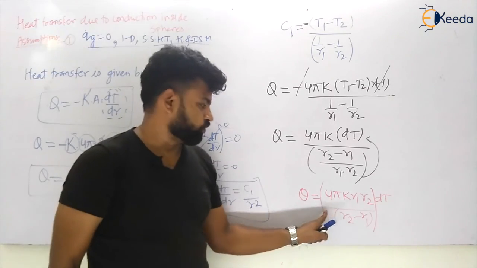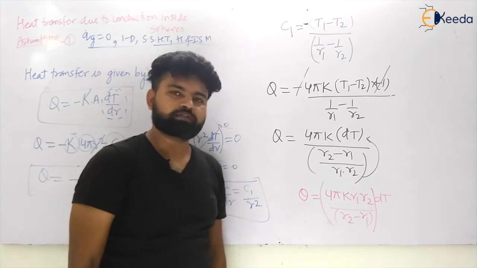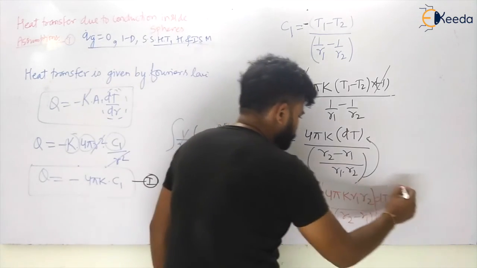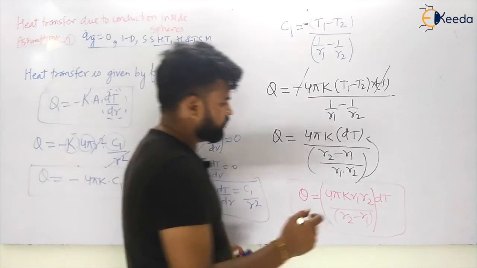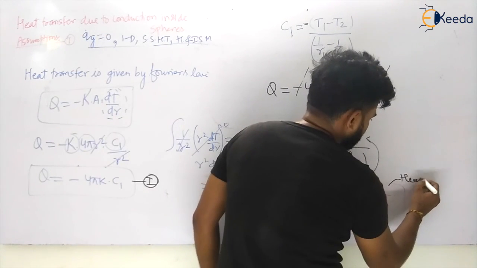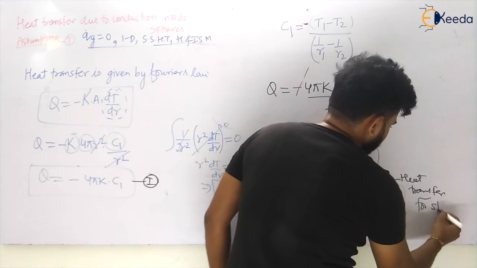That is simple: Q equals 4 pi K R1 R2 delta T divided by R2 minus R1. Simple, it is easy to remember. So this will be your heat transfer for a sphere, my dear students.